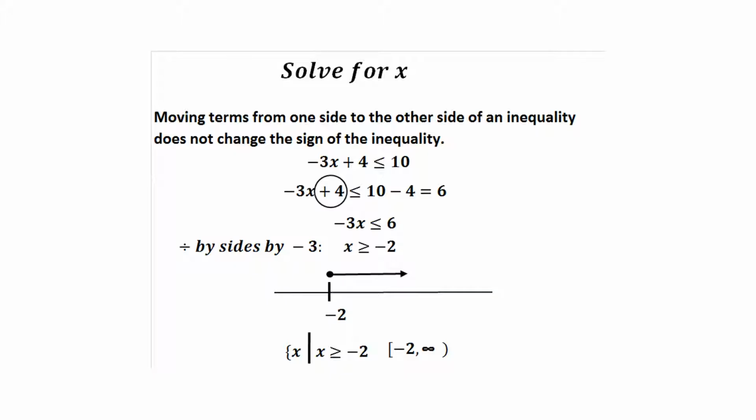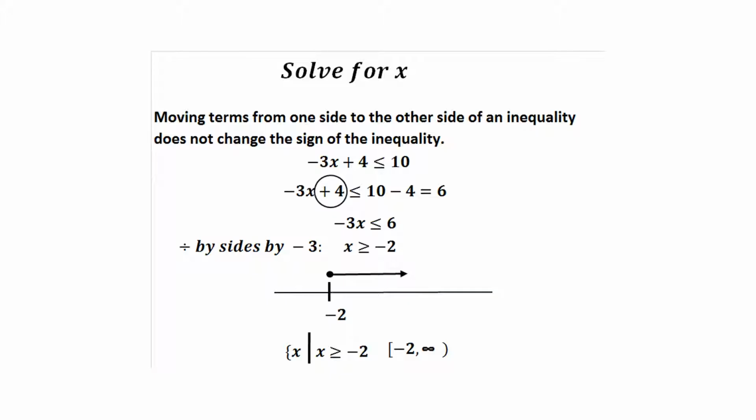Here we have minus 3x plus 4 is less than or equal to 10. Circle the plus 4. Move it to the other side. It becomes -4. So we now have negative 3x is less than or equal to 10 minus 4, which is 6. Divide both sides by -3 and change the inequality sign. So instead of less than, it's going to be greater than. Now, -3 divided by -3 is 1x or x. And 6 over -3 is -2. So the new inequality is x is greater than or equal to -2.